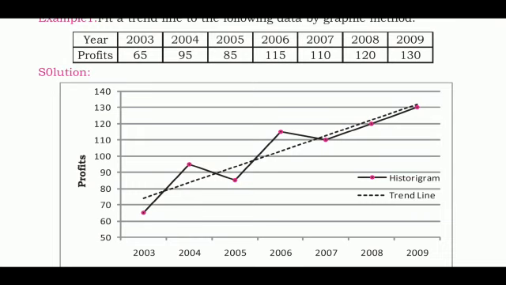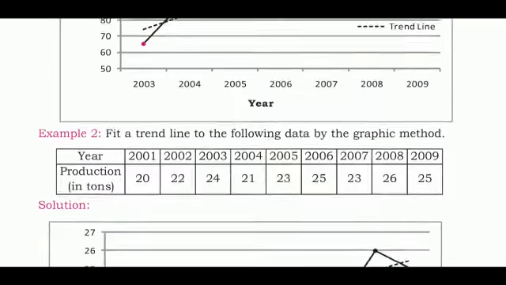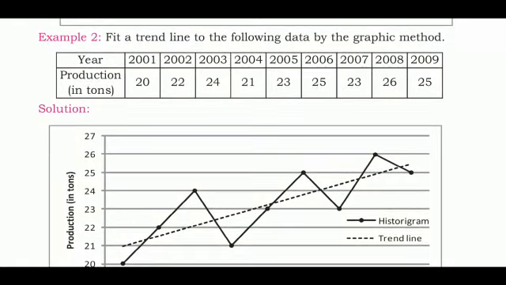Let us check one more example to make things simpler. The second example: fit a trend line to the following data by the graphic method. Year and production in tons are given; the production may be anything. The years start from 2001, 2, 3, and so on till 2009, and the production values are 20, 22, 24, 21, and so on till 25.